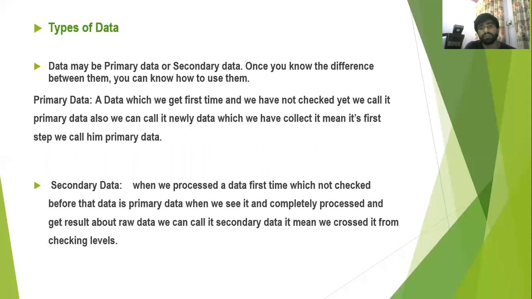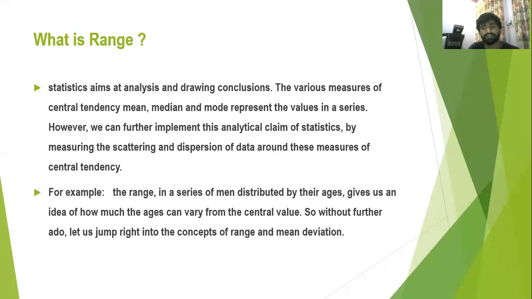And when we clearly check the data, clearly process it, and find which kind of data this is, and which field this data is related to, and we get a conclusion, when we analyze that raw data and take a conclusion, a positive response, get a result, and we now know what kind of data this is, it is secondary data. And here, what is range?